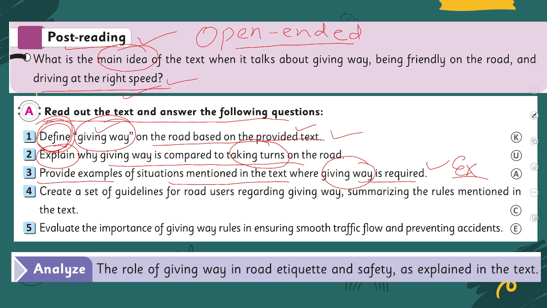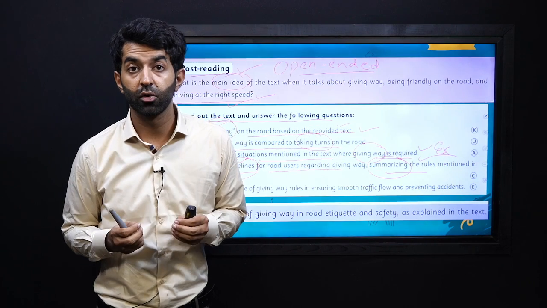Question number 4 asks us to create a set of guidelines for road users regarding giving way, summarizing the rules mentioned in the text. First, we have to create guidelines for road users. It means that we can do it in the form of a table, a graph, or any kind of infographic. Then we have to read the rules and summarize them in our own words. So this is what we are supposed to do in question number 4.